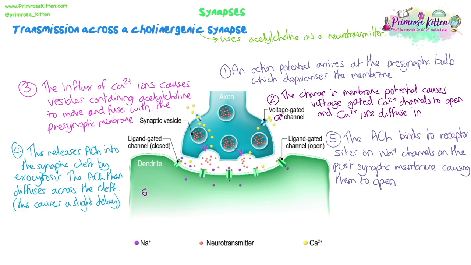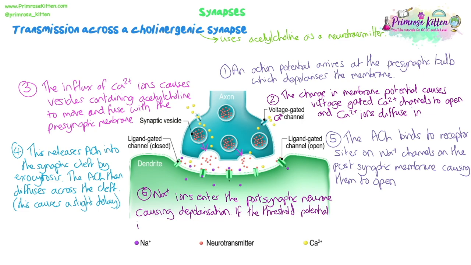Once those channels are obviously open, same thing as before, we said there's an influx of ions. So sodium ions can now enter the postsynaptic neuron and therefore cause depolarization, just like it does when we talk about an action potential being generated along the rest of the neuron body. Once we've got sodium ions moving in, if that causes the threshold potential to be reached, if we depolarize the membrane enough, then an action potential will be triggered and it will move along the neuron.